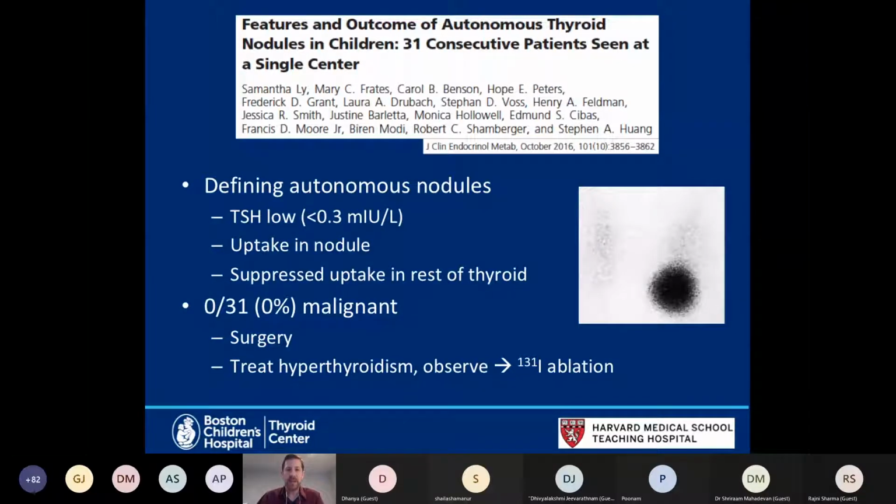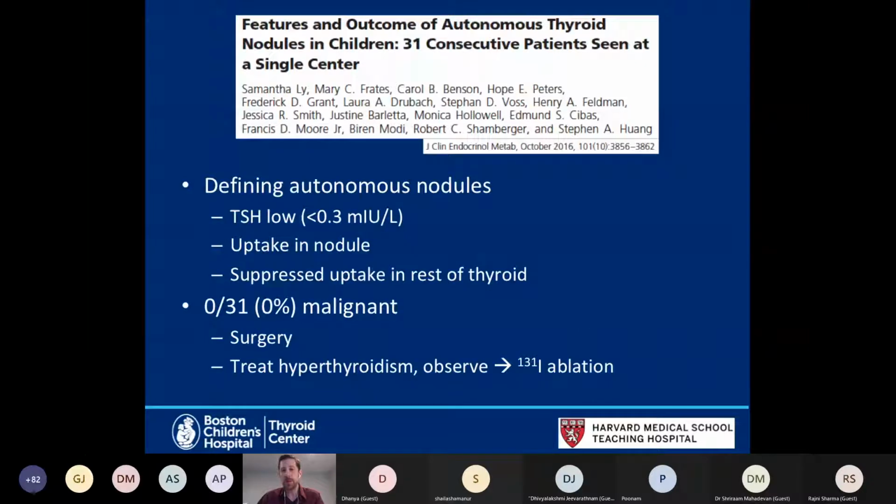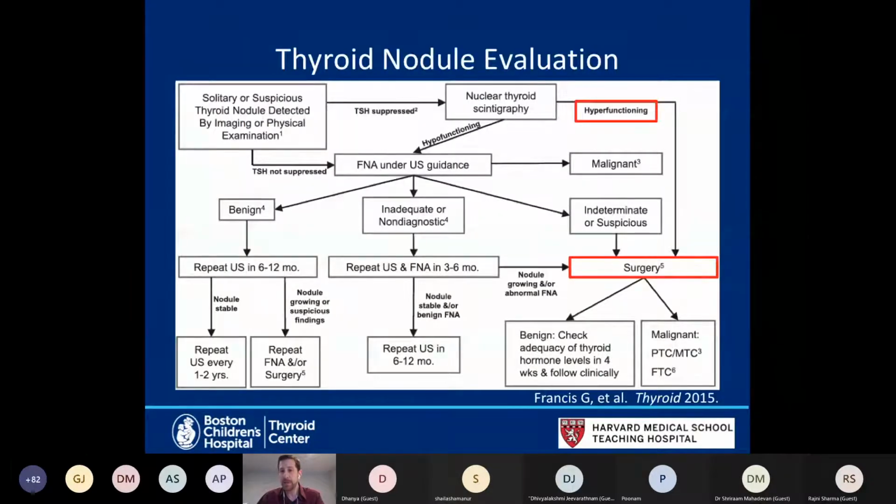So I would say these nodules, because the risk of malignancy is so low, we do not aspirate these nodules, partly because of the risk of seeing atypical cytology that might lead you to think it is malignant when it is not. So I would put a question mark on this reflexive referral to surgery for autonomous nodules. I do not aspirate these nodules. We treat them as needed for symptoms or hyperthyroidism.